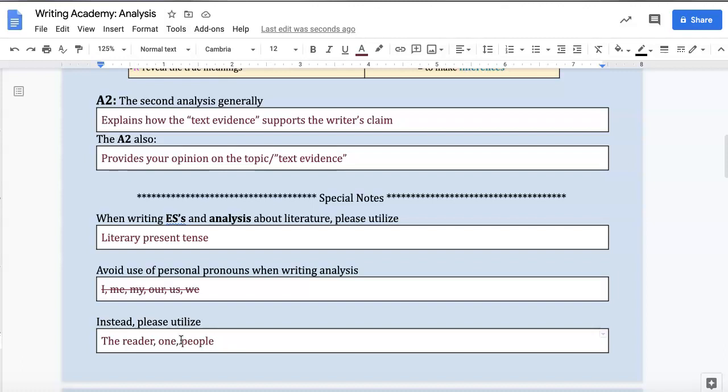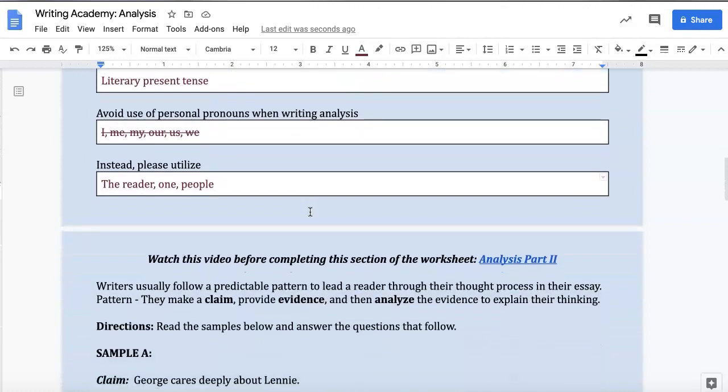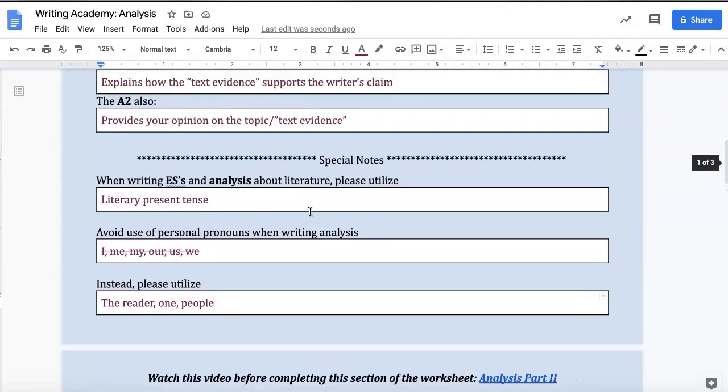Now, you might have had other teachers who have said that that was okay when you were in junior high, but we're going to practice avoiding the use of I, me, my, our, us, we, or other personal pronouns when you're writing analysis, just to see what that feels like and what it sounds like. So that will be something that we practice. That's all for this particular part of the lesson. We're going to move on to a second part of the lesson in the next video.